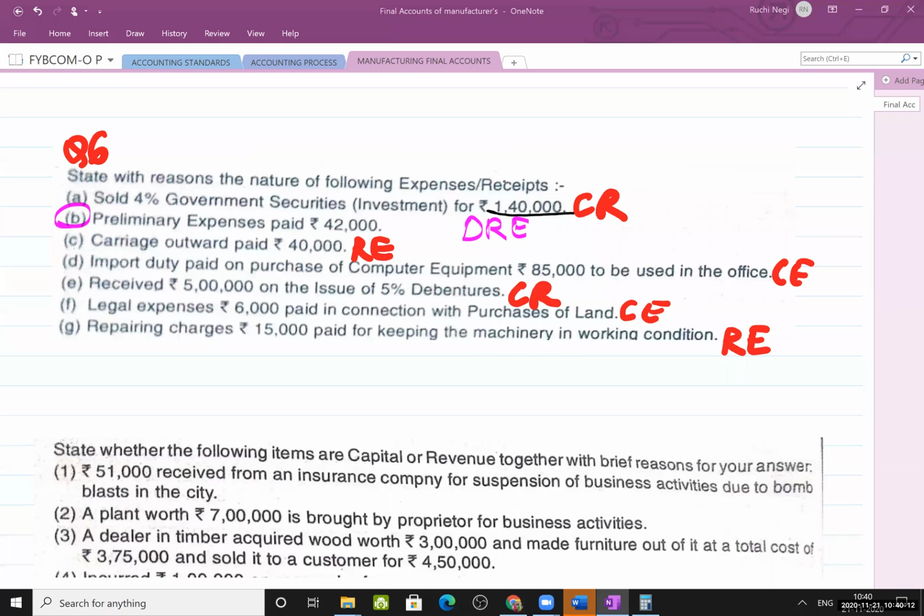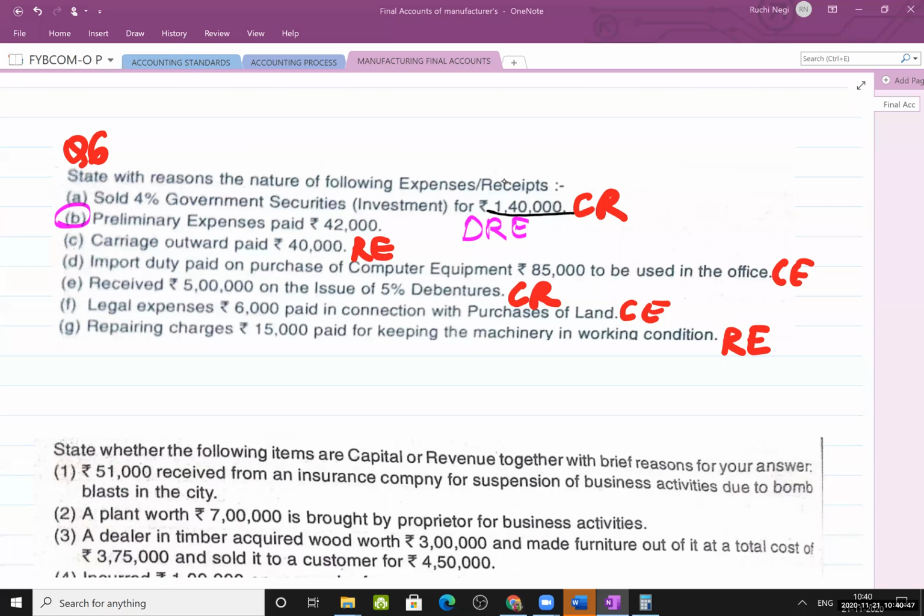Legal expenses 6,000 paid in connection with purchase of land, capital expenditure, because it's a non-recurring expense, purchase of land. We don't keep purchasing assets. So any expense in connection to purchase of asset is also capital in nature. Then repairing charges rupees 15,000 paid for keeping machine in good working condition. As I told you, repairs and maintenance is a regular business activity, recurring business activity. So it is revenue expenditure.